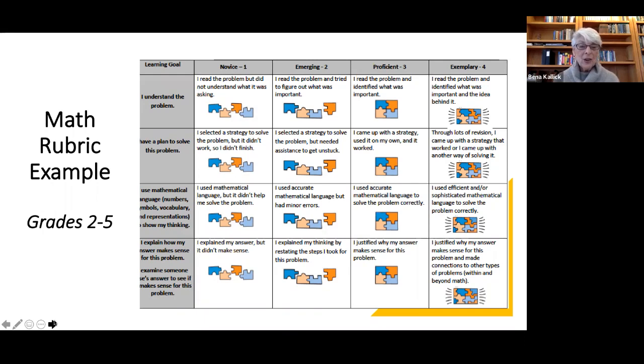So notice they started with the learning goals. They said, we need to understand, you see that this is a problem-solving routine. I need to understand the problem. I need to plan to solve the problem. I need to use mathematical language. I need to be able to explain, and I need to really make sure that the answer matches up and makes sense.